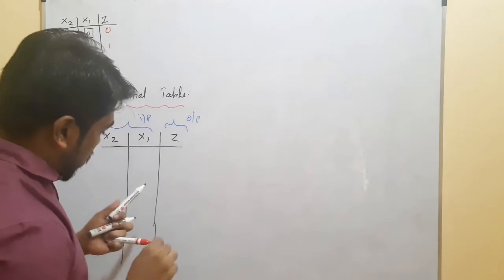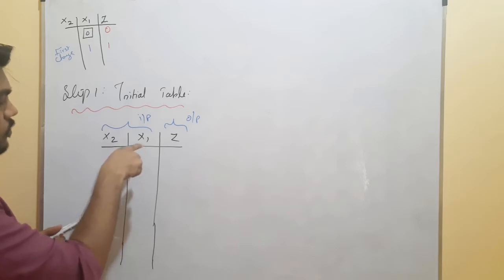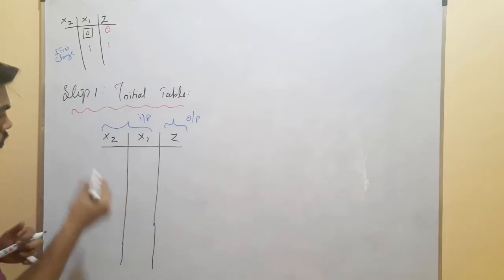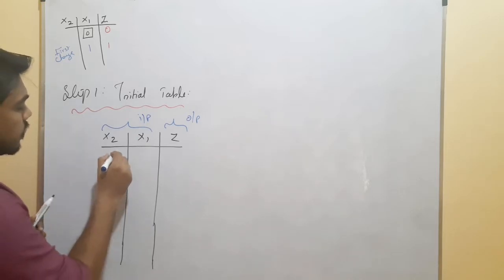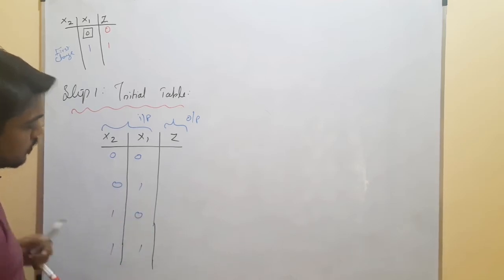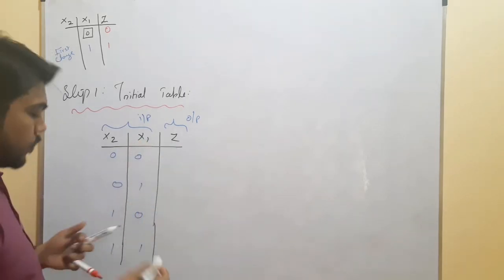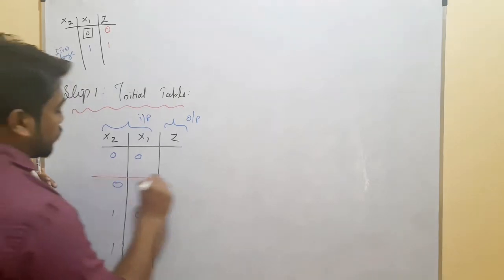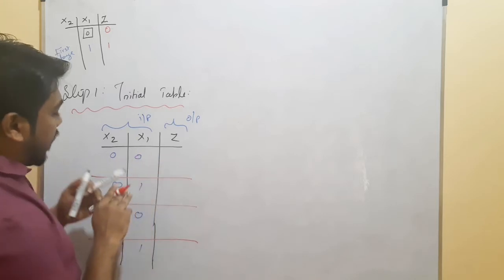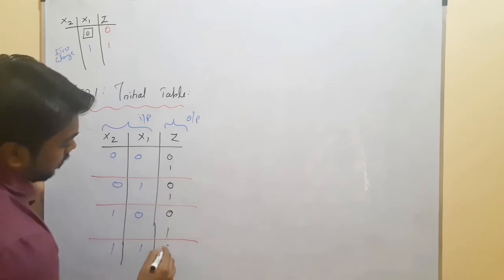Now the solution is like this for x2, x1. There are 4 possible combinations: 0 0, 0 1, 1 0, 1 1. I am mentioning them here. And for the same case, the output shall be 0 or else 1. So for that reason I am using the same tabulation, because your output can be 0 or else 1 for each of them.